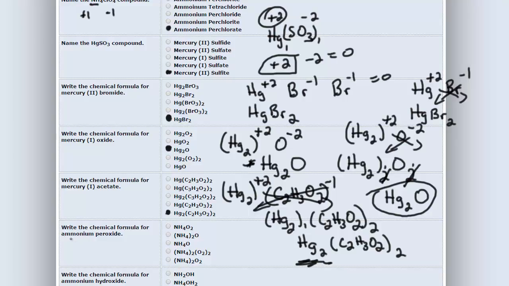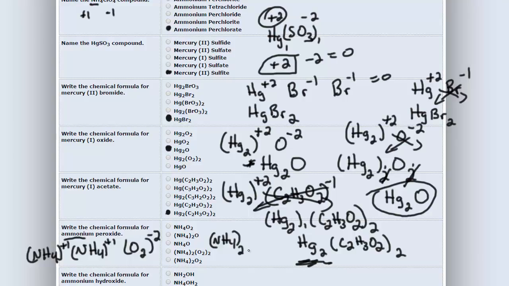Ammonium peroxide. Well, ammonium is NH4. It's got a +1 charge. Peroxide is O2, and this whole thing has a charge of -2. So ammonium peroxide is going to give us NH4. Remember, we need to get to 0, so we're going to need another one of those ammoniums. We're going to have 2 of them. +1 + 1 -2 is 0.